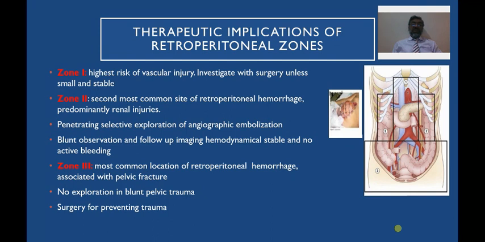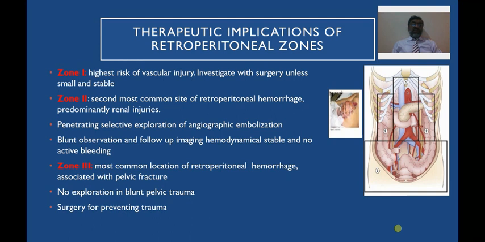What is the therapeutic implication of retroperitoneal zones? These are mostly used to treat retroperitoneal injuries. There are three zones: central and peripheral zones. Zone 1 is the central zone, and it has a high risk of vascular injury because it contains the inferior vena cava and terminal aorta, and usually surgery is required both for investigation and definitive treatment.